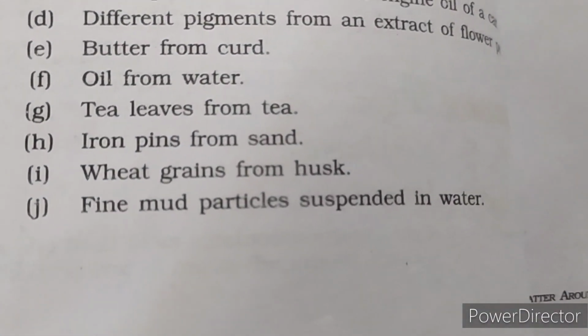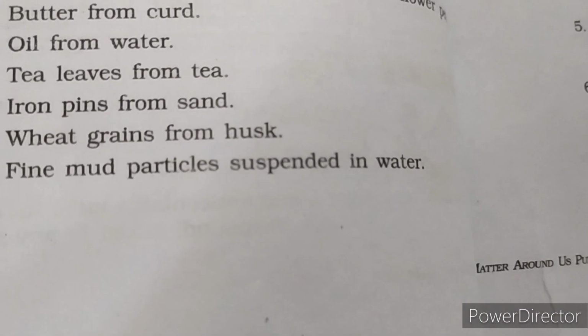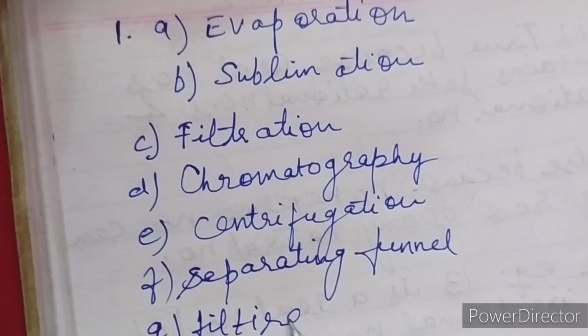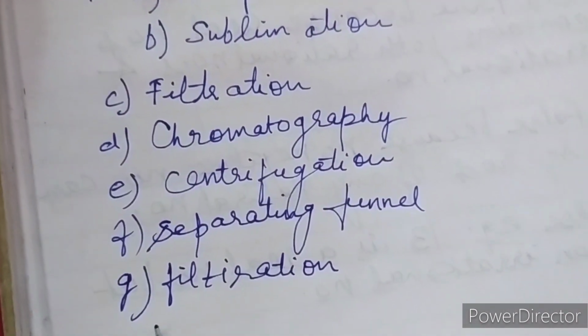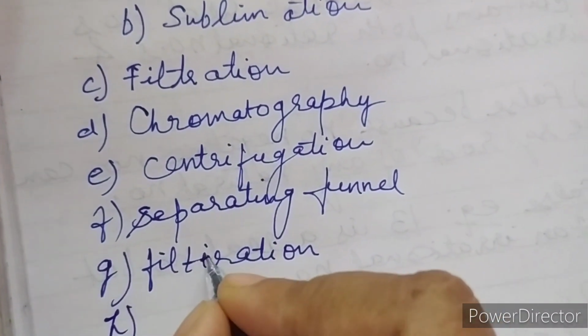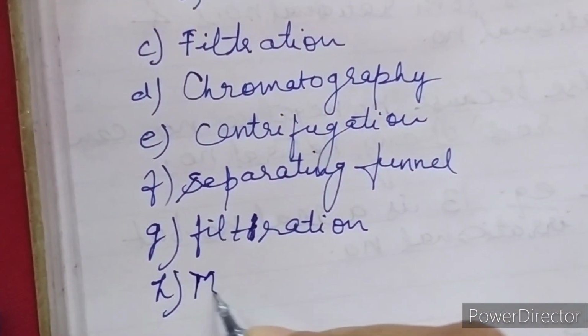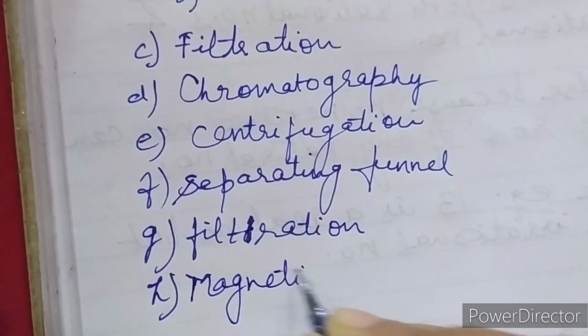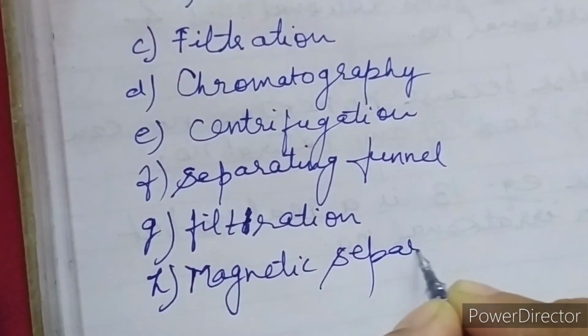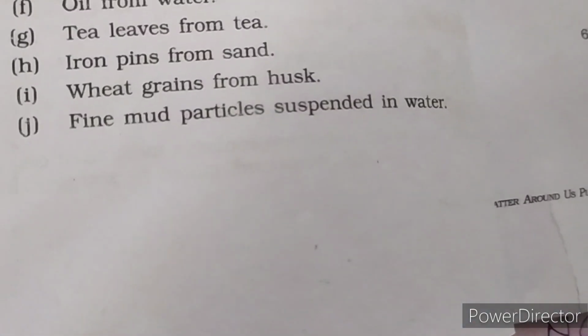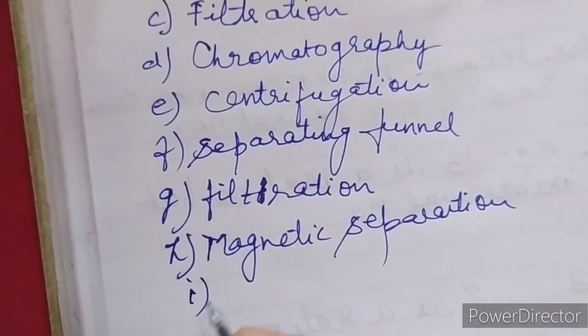Next, G is tea leaves from tea. That is again very easy. That is the filtration method that we generally employ in our homes to strain the tea, separating the insoluble part from the soluble part. Next is iron pins from sand, because a magnetic material is involved, so magnetic separation is used. Next is wheat grains from husk, that is done by winnowing.